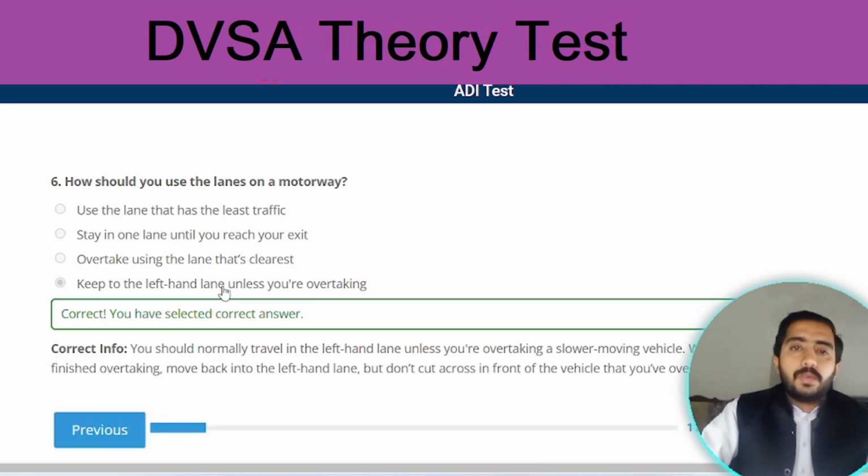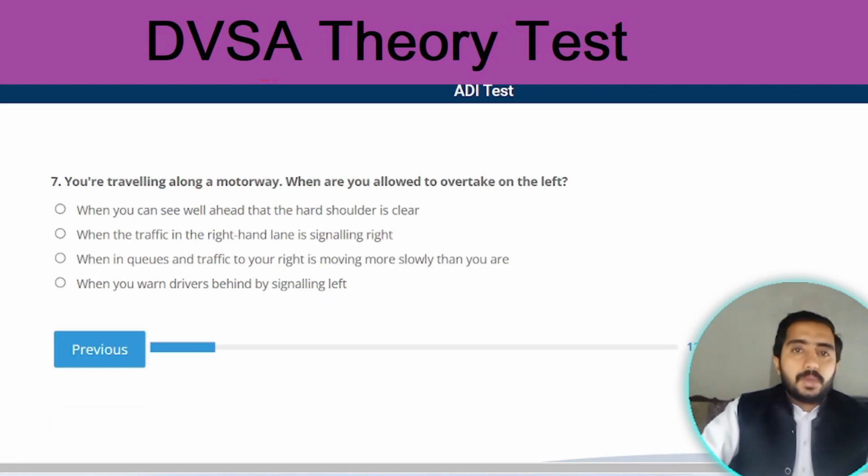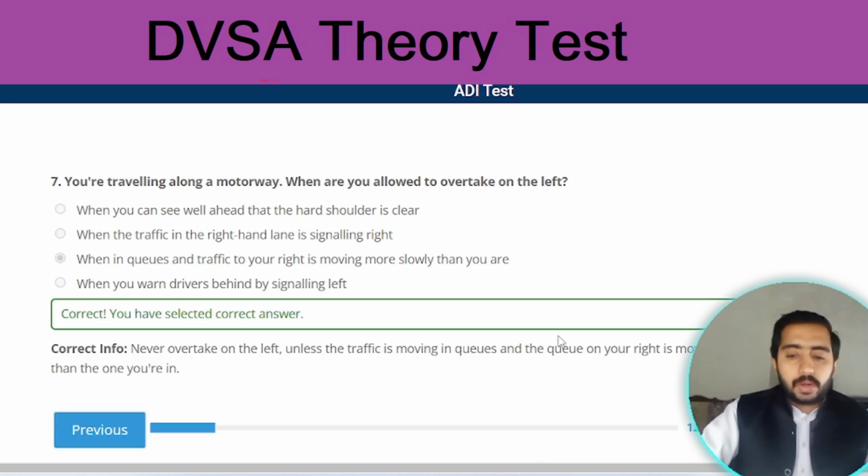In the case of overtaking, you can change the lane, but otherwise you need to remain on the left hand side, on the left lane. Next one. Question number 7. You are traveling along a motorway. When are you allowed to overtake on the left? You are allowed to overtake on the left when in queues of traffic, the traffic at your right is moving more slowly than you are. Option C is the correct one.